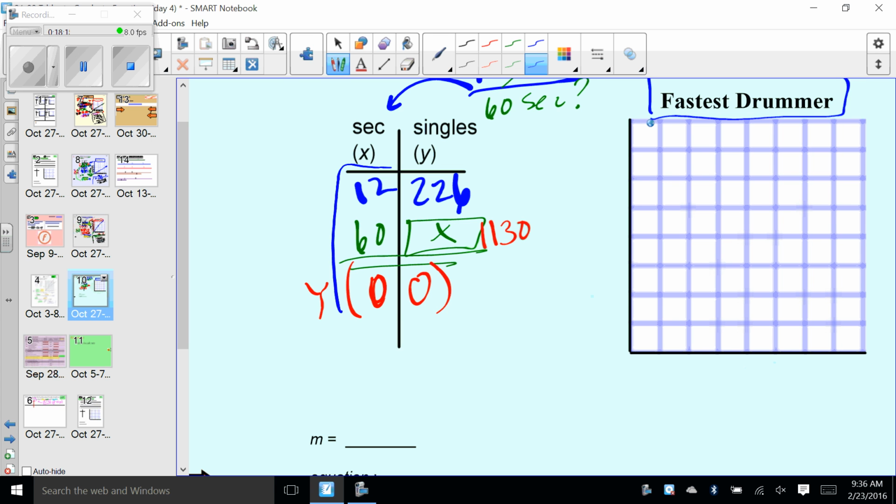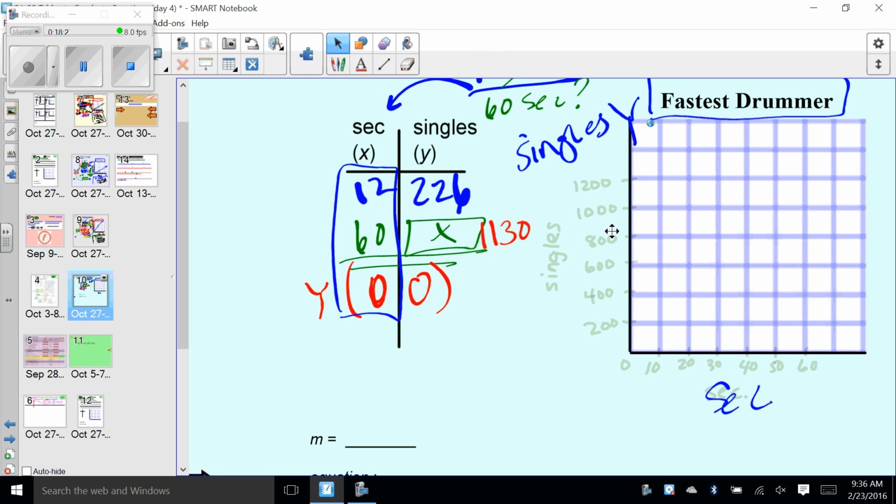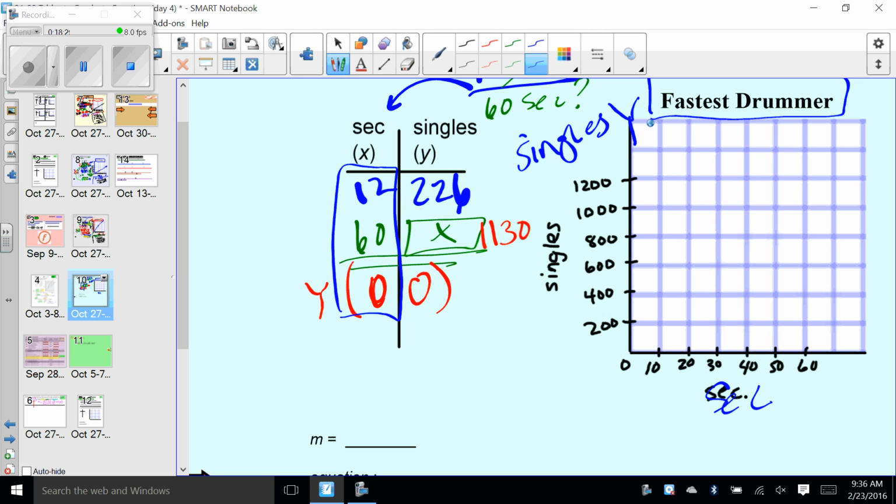My seconds range from 0 to 60, so I'm going to go ahead and scale seconds down here, thinking 0 to 60. And this is my y-axis, which is the singles. My singles range from 0 to 1,130. I would go ahead and scale it as follows. So we go ahead and say 12 seconds is 226 singles. We say 60 seconds is 1,130 singles.